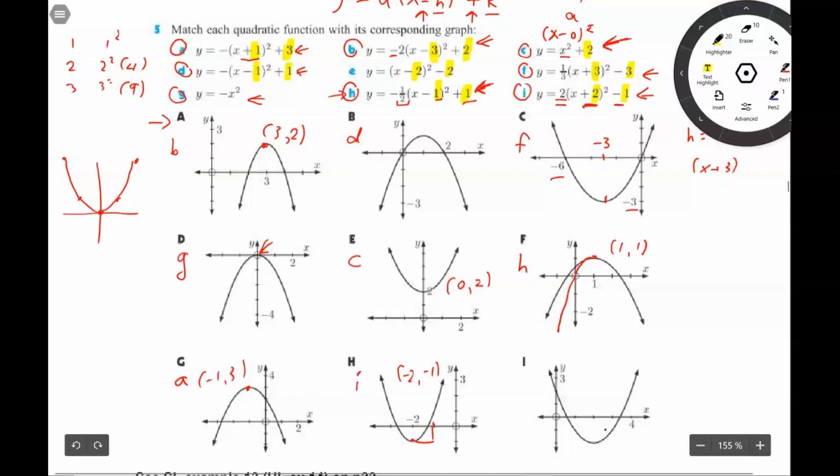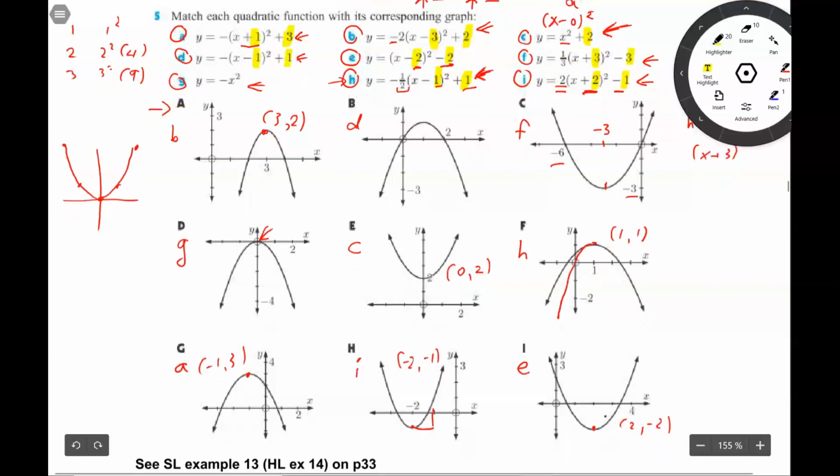Okay. And last of all, the only one that's left is E, so this must be small e. Let's verify that. So the vertex here is 2, -2, right? So let's make sure that small e has 2, -2, and indeed it does. And that means that this is indeed the right function. Okay. So that's it for number 5.